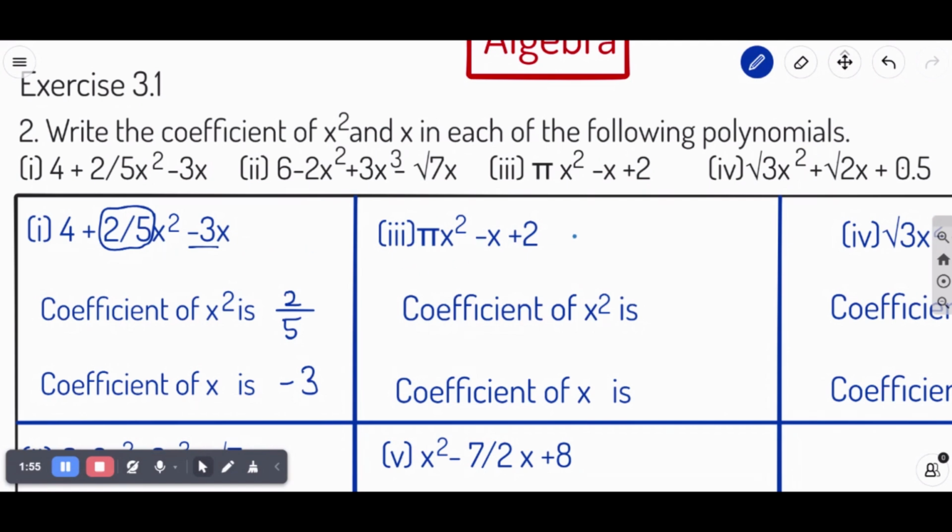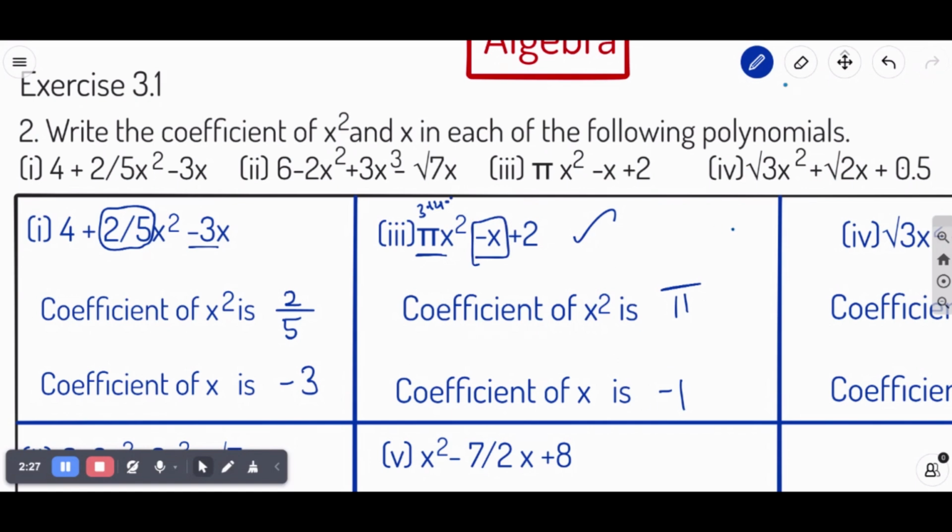Let's move on to the next question, the one with x square. We have a pi symbol here, which is again a constant, 3.14. X square is multiplied by pi, so pi is the coefficient of x square here. This is the third question. We'll come back to the second question later. The coefficient of x here is minus 1, so whatever is multiplied with x here is minus 1.